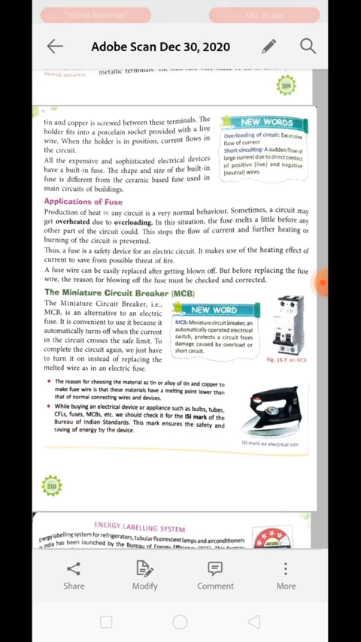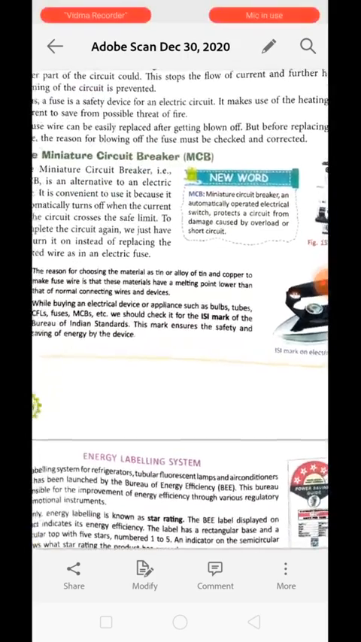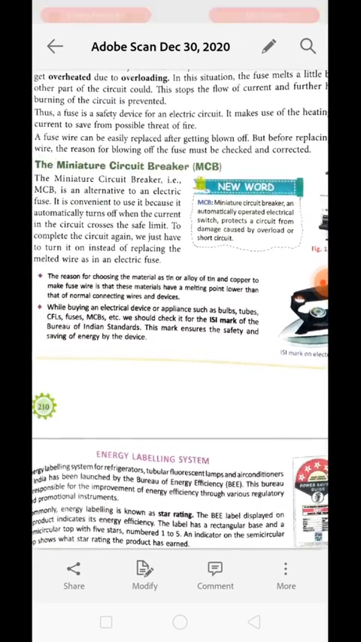The reason for choosing a material such as tin or an alloy of tin and copper to make fuse wire is that these materials have a melting point lower than that of normal wire or device, and it is very essential because only if the melting point is crossed by the heat produced by the electric current can the fuse melt. So we are using them.